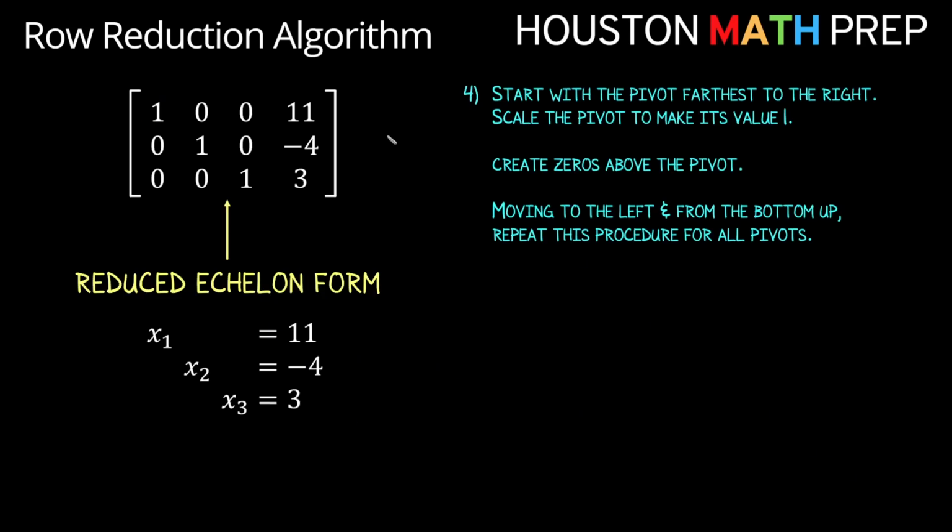Here, if we interpret this as an augmented matrix for a linear system, we can read that our solution has the first variable from our matrix equal to 11, our second variable equal to -4, and our x3 variable equal to 3.